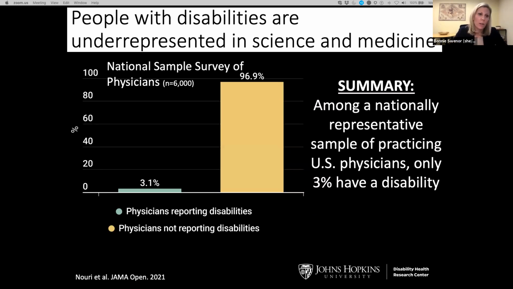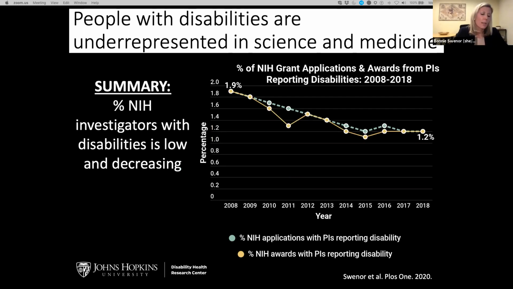Lisa, and this is great work from Lisa's group that she just published this year. She used data from a survey of 7,000 physicians. It's a nationally representative sample, and only 3%, again, sort of mirroring those estimates in the medical student population, reported or identified as having a disability. Again, huge underrepresentation. And then on this slide, I'm showing data from a paper that Lisa and I, again, published in PLOS ONE a few years ago.